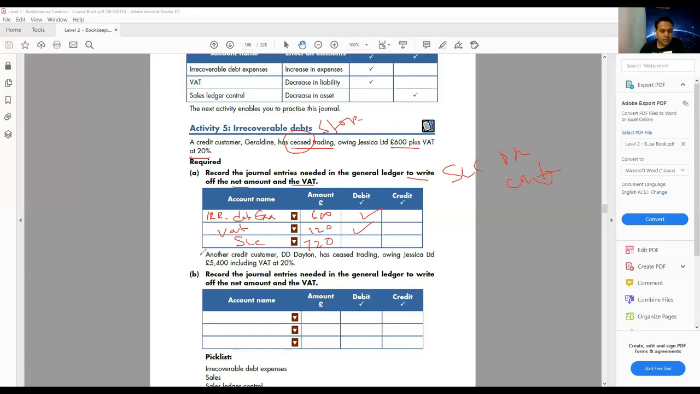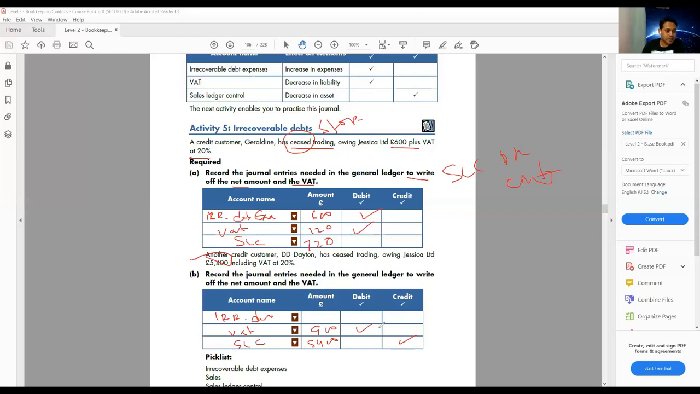All right, the next one, we have another credit customer, DD Dayton, has ceased trading. Wayne Jessica Limited, 5,400 including VAT. This time including VAT. So how much would be the VAT? That's the question. So irrecoverable debt expense, and then VAT and sales ledger control. Sales ledger control will be 5,400, that will be credit. How much is the VAT we have inside of the 5,400? 900. Okay, so 900 is the VAT, that's my debit.